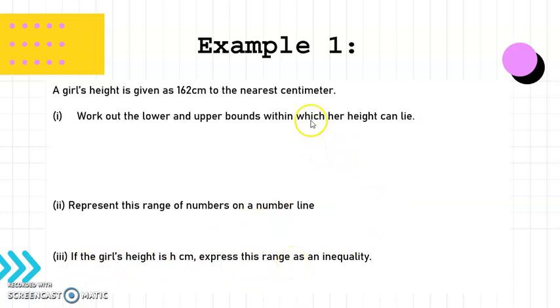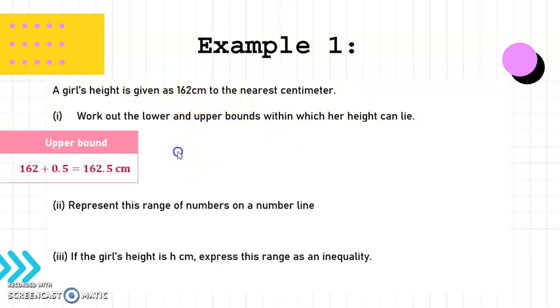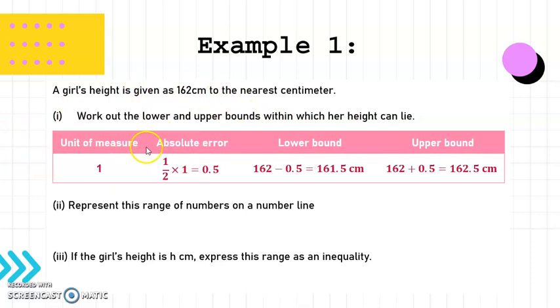So the first step, you have to identify the unit of measure. In this case, it says the nearest centimeter, which is, yes, very good, 1. So the smallest division will be 1. Okay, so the absolute error will be half multiplied with 1, which is equal to 0.5. So next, calculate the lower bound and also the upper bound. So here is the answer. Please double check with your answer.